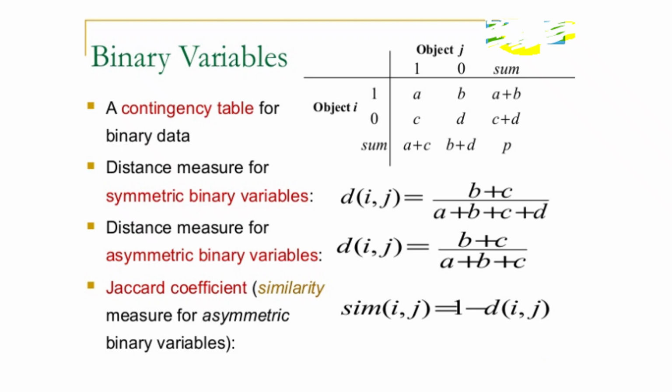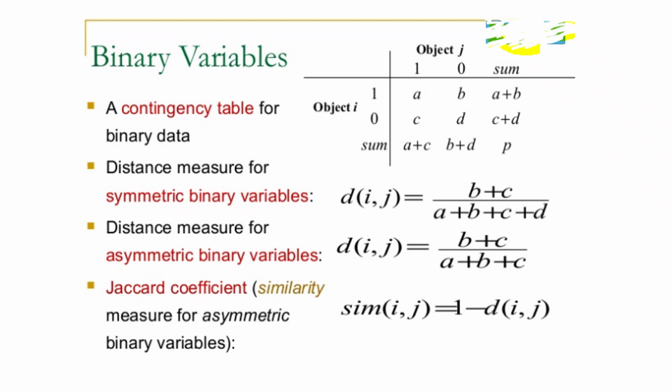So here for objects I and J, for 1 and 1 I have given A, for 1 and 0 B, for 0 and 1 it is C, for 0 and 0 it is D. You can also take it as yes and yes A, yes and no B, no and yes C, no and no D. So the sum of this row is A plus B. The sum of this row is C plus D. The sum of this column is A plus C. The sum of this column is B plus D, and the total value is P.